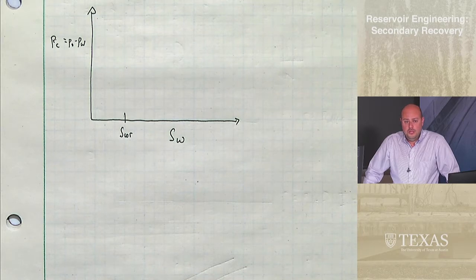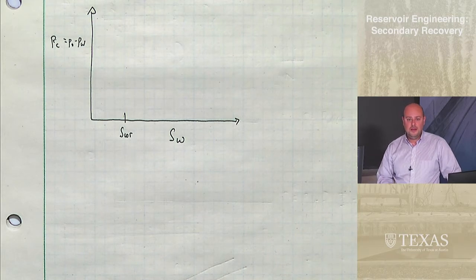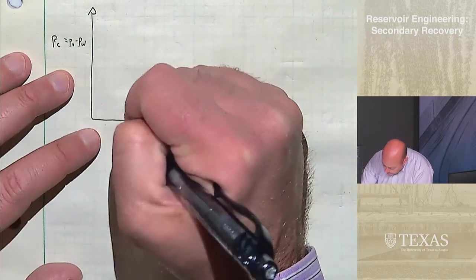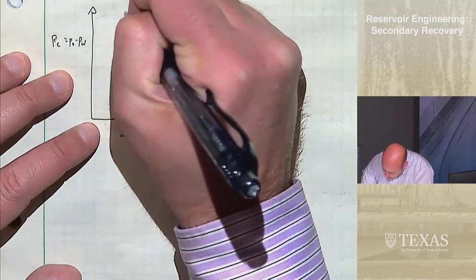Even over geologic time, hundreds of thousands, millions of years, it doesn't displace all that water. What's left is SWR, which, by the way, is due to capillary forces. It's due to interfacial tension and things at the small scale. So you won't be below SWR in general. And so I'm going to draw a dashed line over here. We won't go to that.